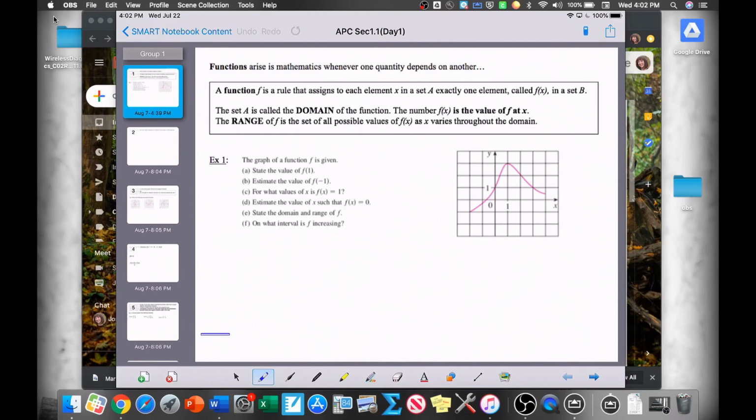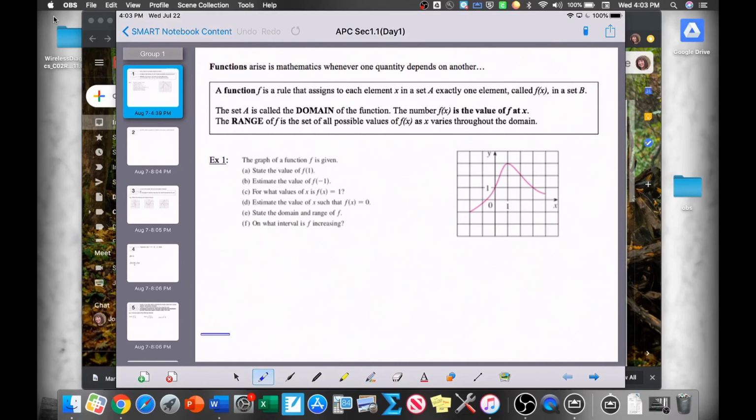Any good math class should always begin with a conversation about what a function is, and the vocabulary that functions are surrounded by. First of all, functions arise in mathematics whenever one quantity depends on another. A function is essentially just a rule that assigns each element x in a set A exactly one element called f of x in a set B.